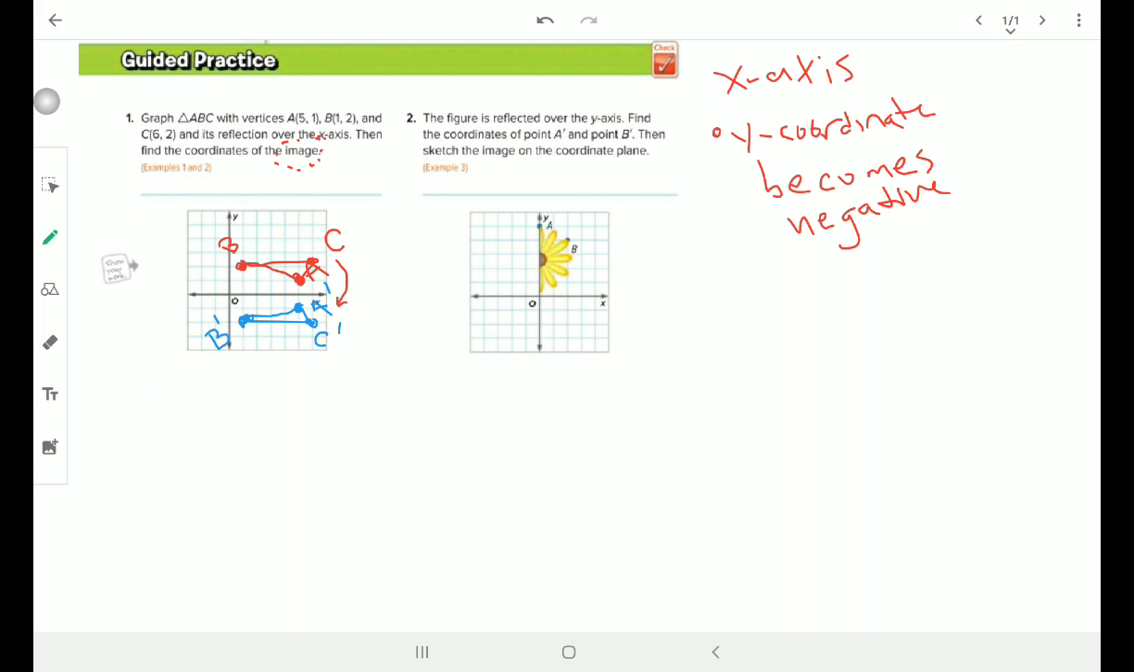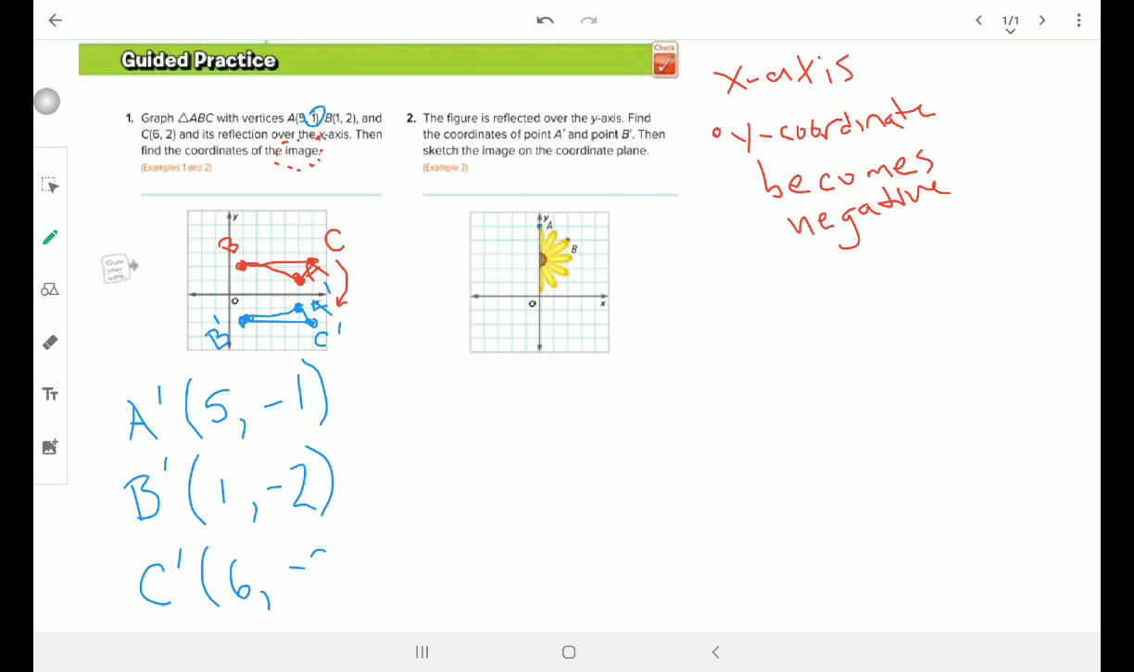So now we need the coordinates. So A prime, if we notice, it has the same x-coordinate of 5, but the y-coordinate for A changes to -1. Same thing with B prime. B prime has the same x-coordinate of 1, but the y-coordinate is now -2. And C prime has the same x-coordinate of 6, but now has a y-coordinate of also -2. Okay? So the little trick is to just change the negative of the opposite coordinate of the axes.